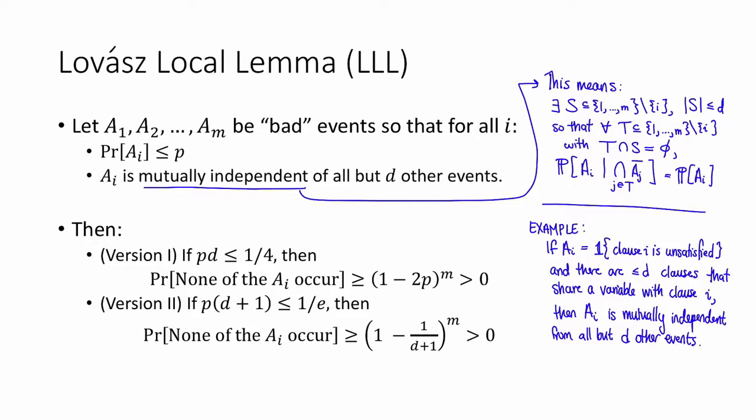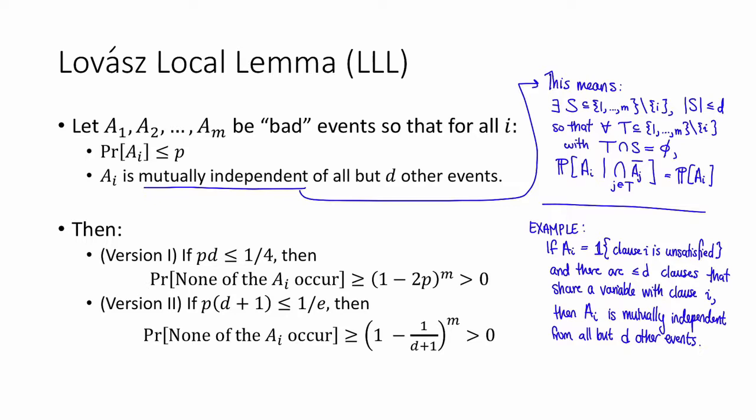Okay, so back to the statement of the lemma. These were just the hypotheses. Suppose we have these bad events, each of which is not too likely, and each of which is mutually independent of all but d other events. So there's not too many dependencies going on. Then the conclusion is the following.